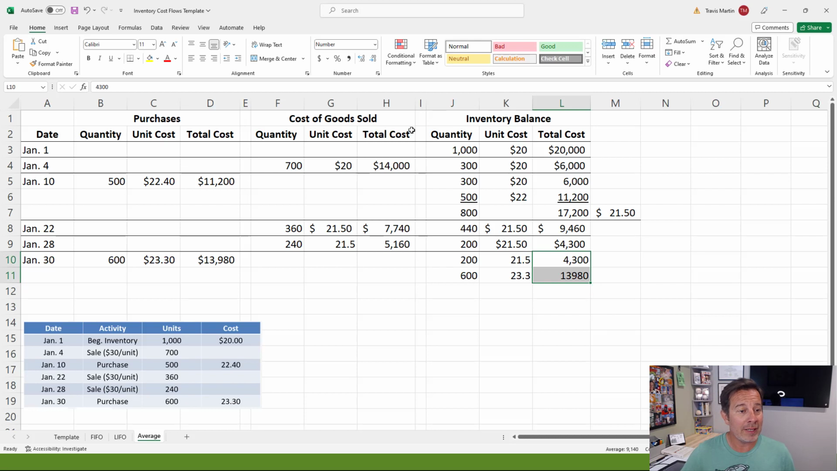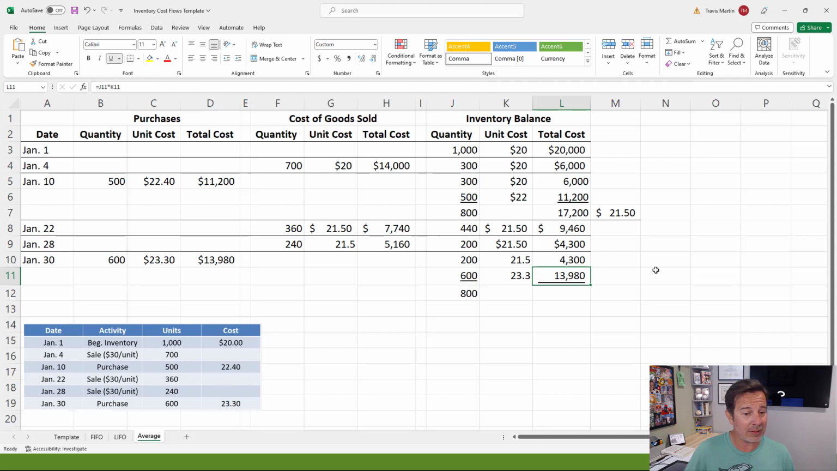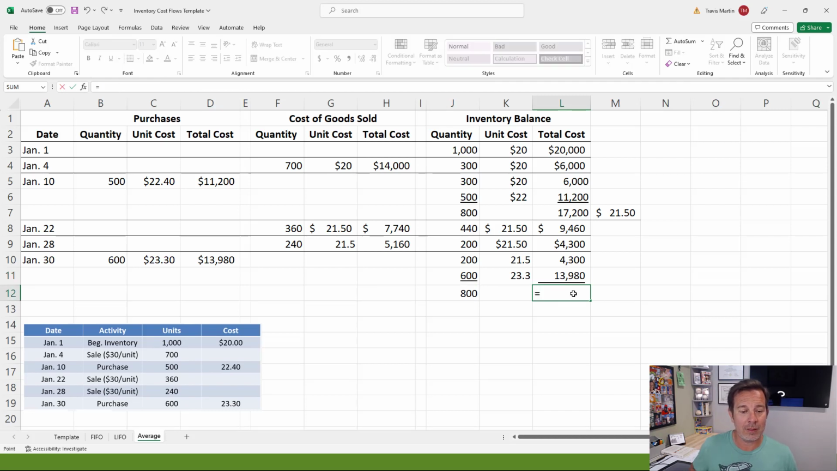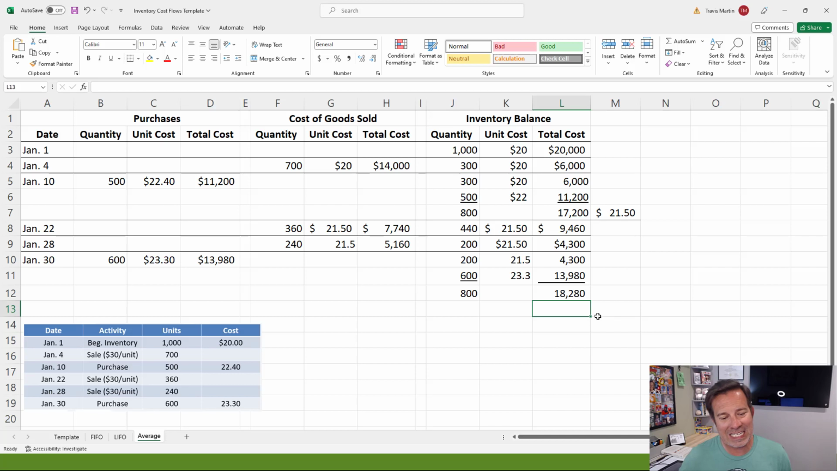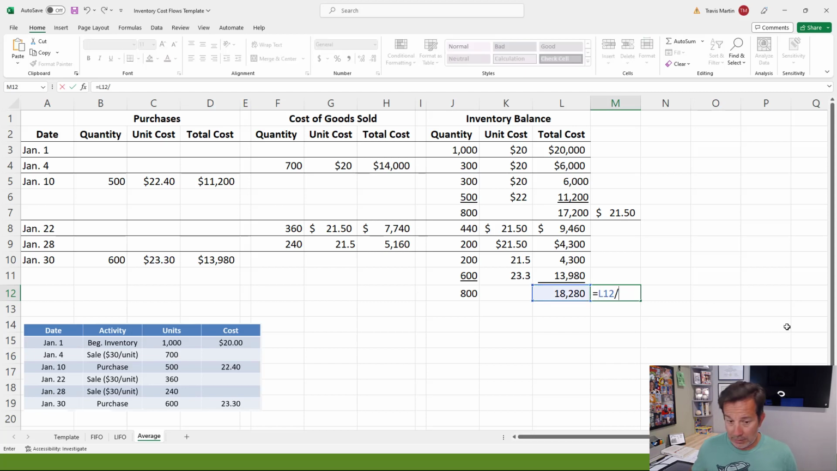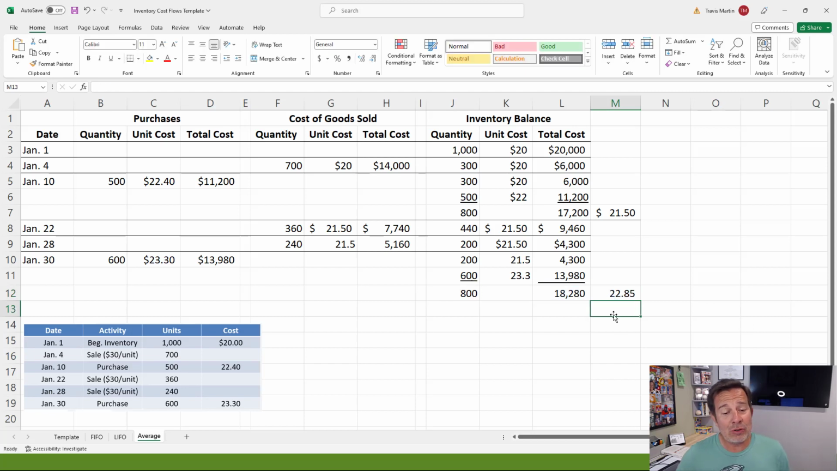There we go. Again, every time we buy, we've got to make a new average amount. So let's go ahead and do that. We had 200, we added 600 right there. We have 800 for a total cost of 18,280. 18,280 divided by 800 gives me a new per unit of $22.85.